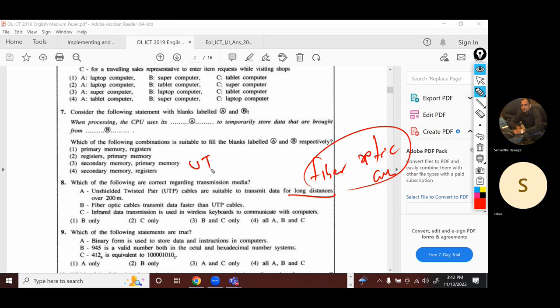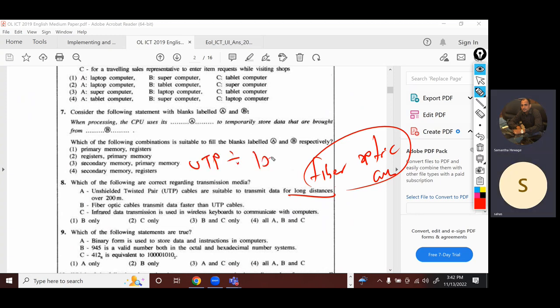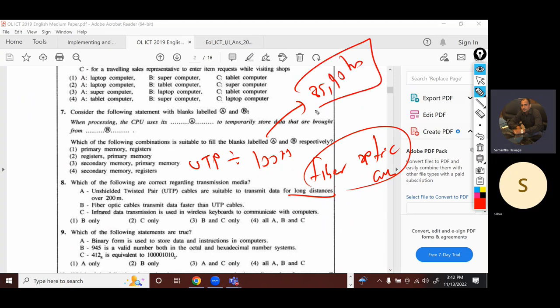Normally, UTP cable is limited to 100 meters. Even when we lay cable, we don't go up to 100. We just finish at about 85, maximum 90, because if you go beyond that, the data will be lost. We don't want to lose our data, because every cable has its limitation. So this is the UTP limitation, only 100 meters maximum, theoretically. Practically, we don't lay even 100. We stop at about 85 meters.